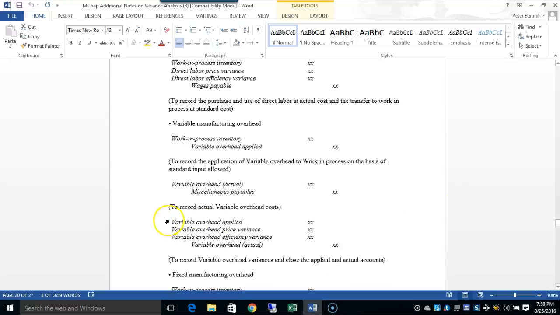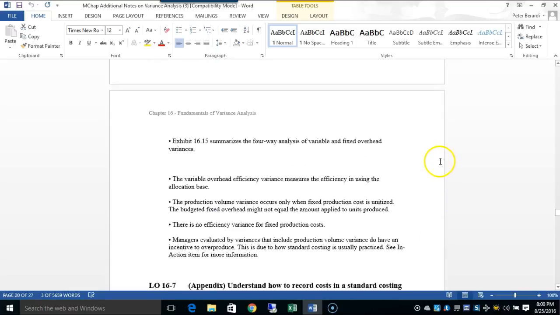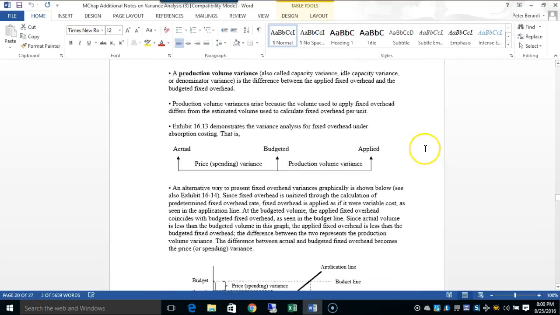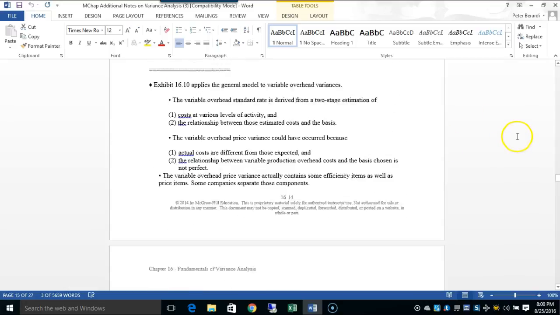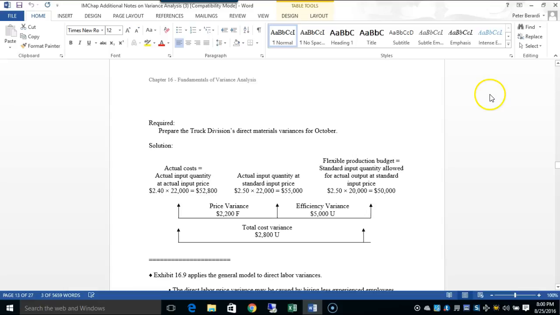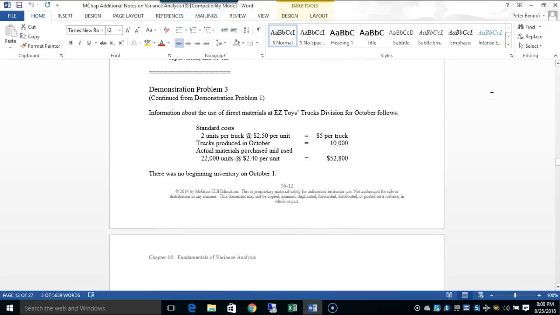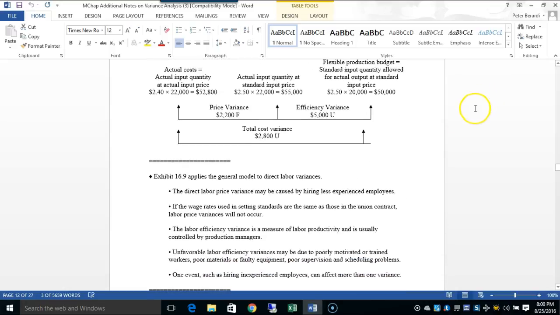The next step would be to close your applied and your variable overhead accounts. You close them. You debit and credit the other one, and your differences are your variances in your variable overhead. All these numbers can be picked up right here in these matrices that we just did. So in this case, let's go to direct materials first. You would debit WIP for $50,000. You would credit your payables for $52,800.